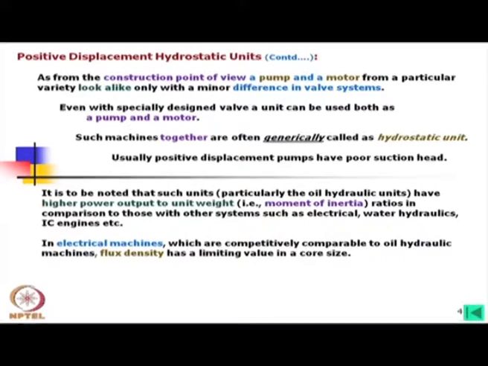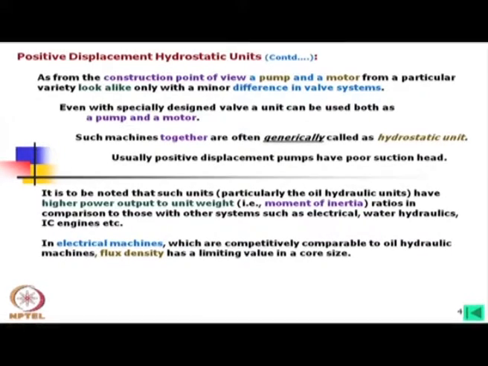In electrical machines, which are competitively comparable to oil hydraulic machines, flux density has a limiting value in a core size. That means, if we measure the flux density of the motor core against its weight, we will find it has some saturation. We cannot make it very small to have very high flux density. So that is why we cannot reduce the electrical motor size, and I have already perhaps told you, but still I would like to mention.